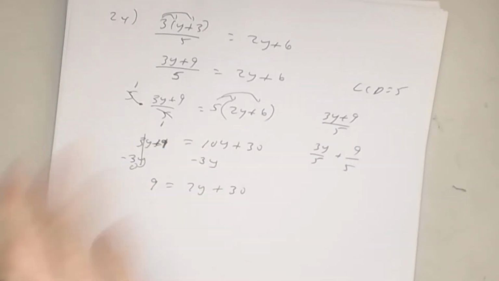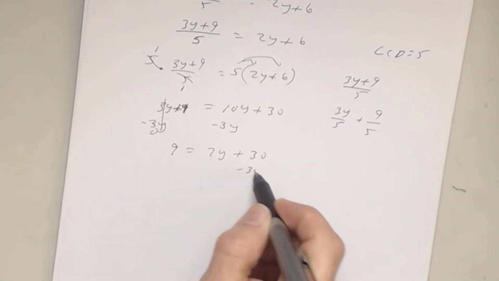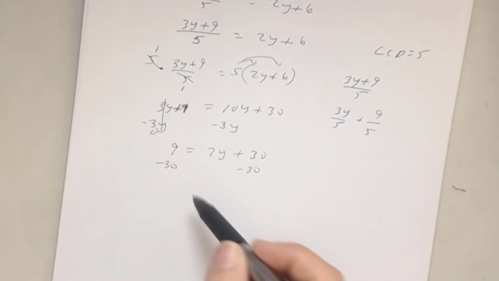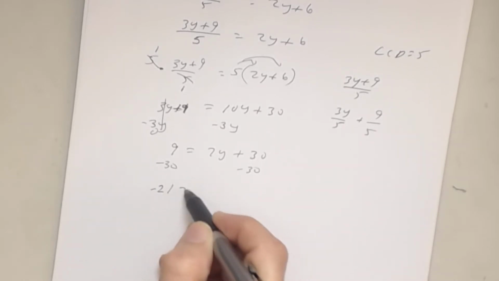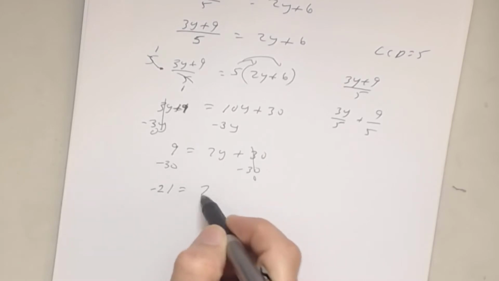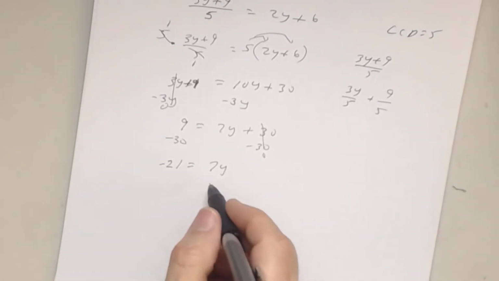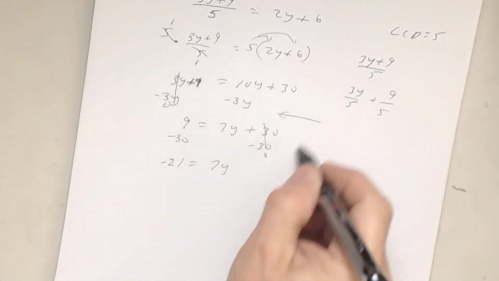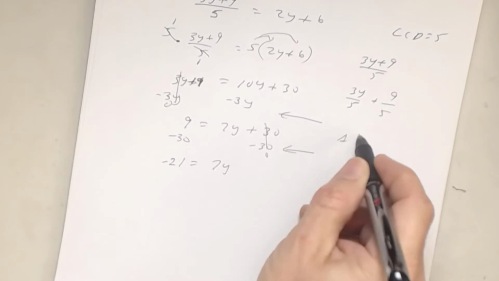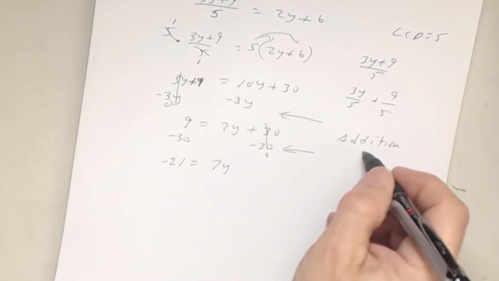Now, a couple more steps and you're done. What's the next step? Subtract 30. Just like this. And what's 9 minus 30? Equal. Good. And one more step and you're done. Divide both sides by 7. All right. Now, what I used here and here was the addition property of equality. So that's step 3.